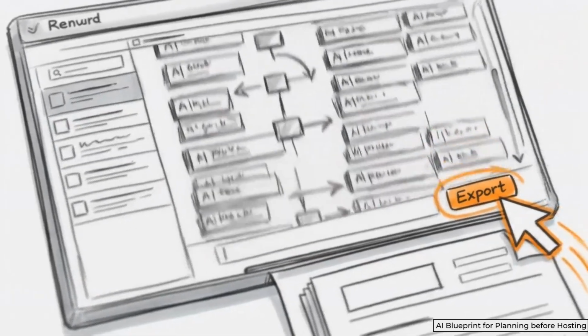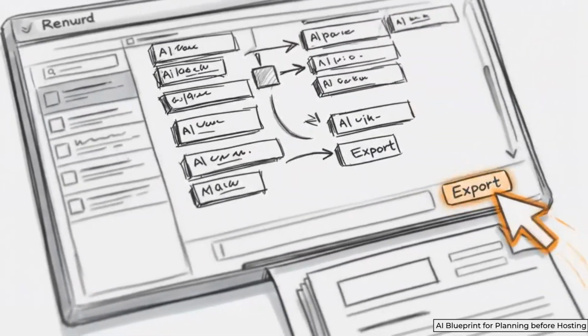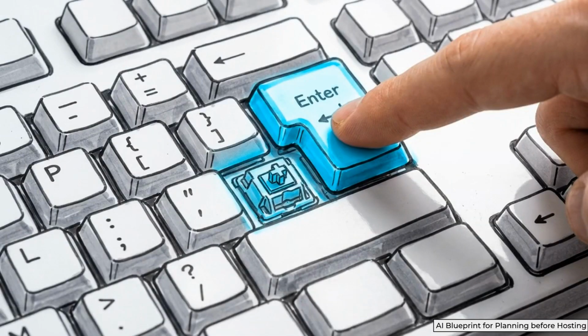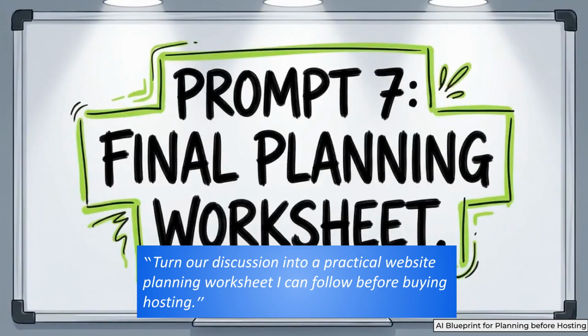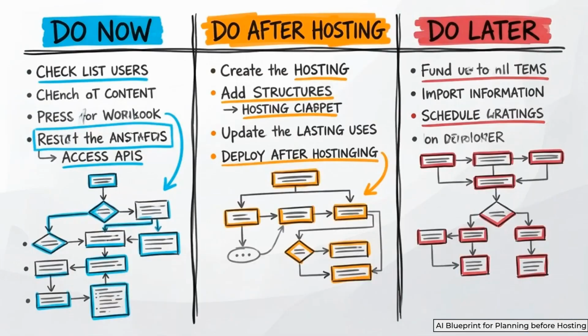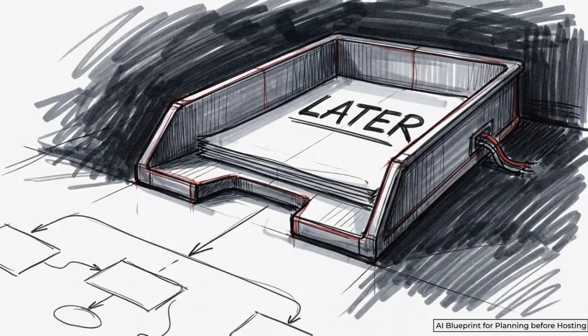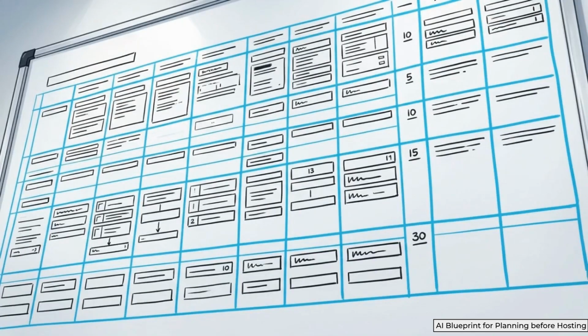The final step is to organize this sprawling chat history into a single actionable document. Now ask your AI one last thing. Turn our discussion into a practical website planning worksheet I can follow before buying hosting. This instruction forces the AI to prioritize your workload. It clearly separates the essential tasks you must complete right now from the advanced technical steps that can wait until after you launch. The final output is your finalized blueprint.